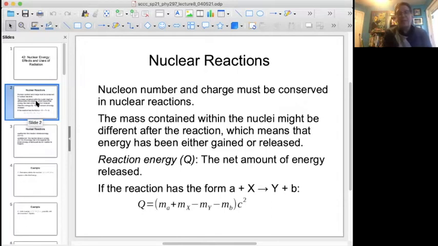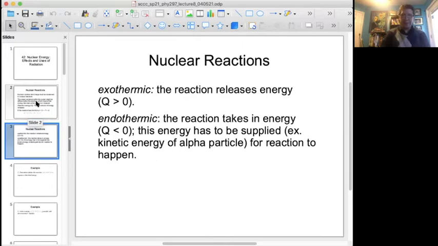If the reaction has the form A plus X becomes Y plus B, then Q is equal to the total initial mass minus the total final mass, multiplied by c squared. Now, often you see the mass expressed in atomic mass units, so you'll need the conversion factor from mass units to mega electron volts to figure out the Q term. Exothermic means there's a net release of energy. Endothermic means there's a net input of energy, or Q is less than 0.